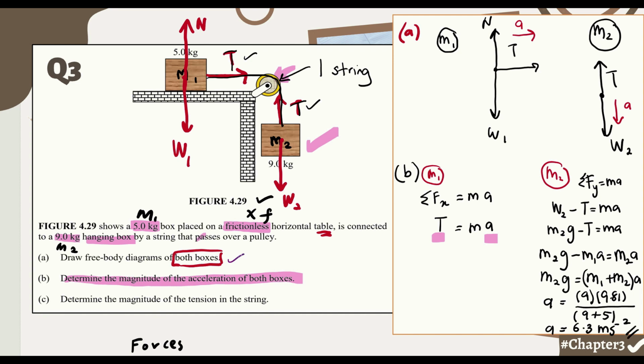So that's for acceleration. Then to solve C, the question asks us to find the tension. We just use this equation back. T is equal to M1a. So T is equal to M1, which is 5, times the acceleration, 6.3. Finally, you have your tension as 31.53 Newton.